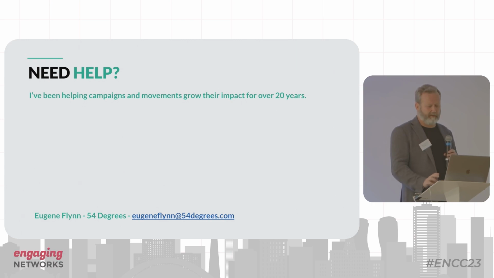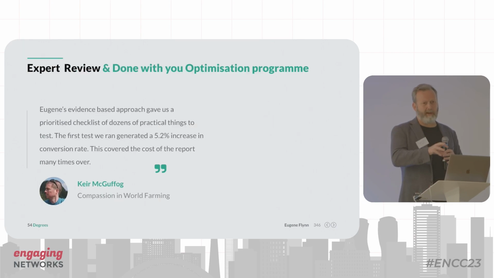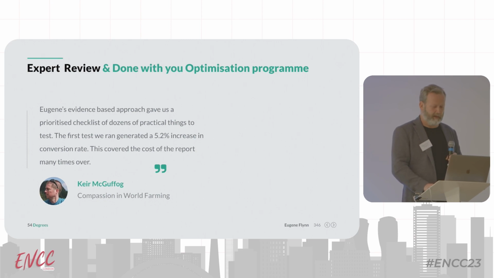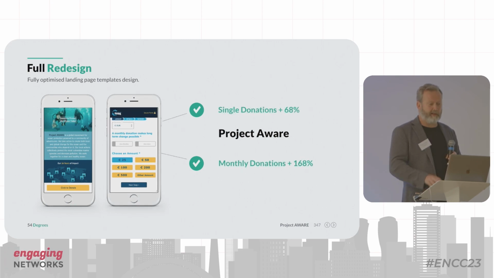But I'll just do this because people ask me, what do you do and how can you help? So the expert review is a way that you can get actionable insights that you can test or implement straight away. With RNID, for example, they implemented one recommendation and they jumped from a 49% to a 70% opt-in. We did an expert review and the optimization program where we taught them how to use those different testing methodologies so they can implement them themselves. And the first test there led to a 5.2% increase, which covered the cost of the project many times over. Or you could just go for a full redesign.